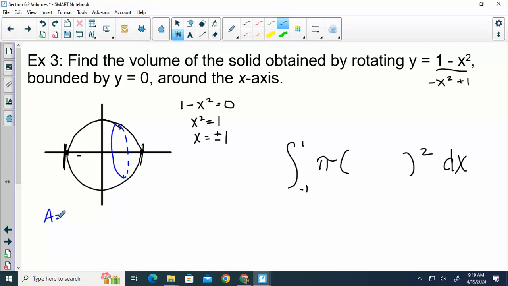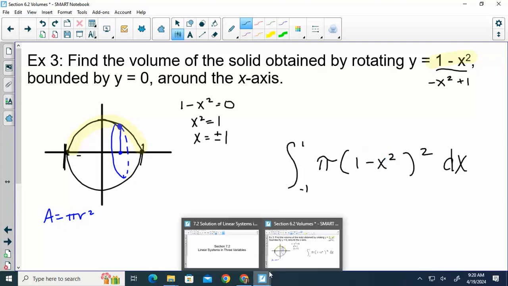We know the area of the circle is pi r squared. The radius of the circle: the x-axis is the center because that's what we're rotating around. So the radius goes from the center out to the curve. What is my curve? This is my 1 minus x squared. So the equation for the radius is the 1 minus x squared, because the radius is going to go from the x-axis up to that curve as you move along.